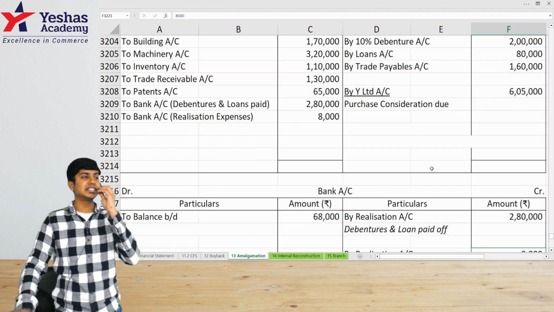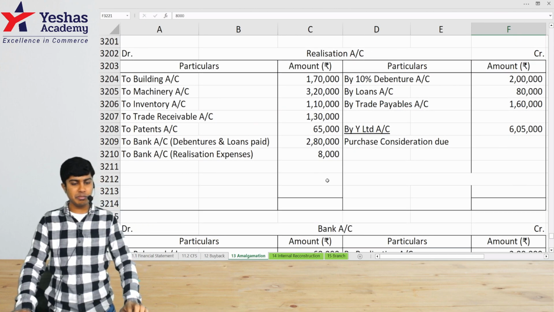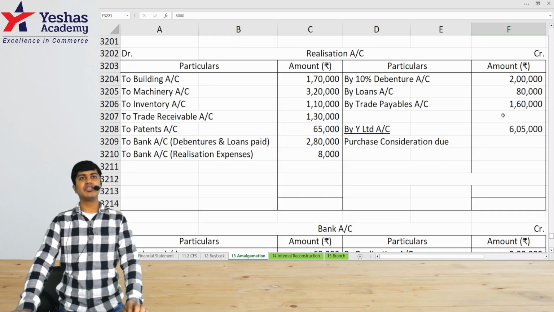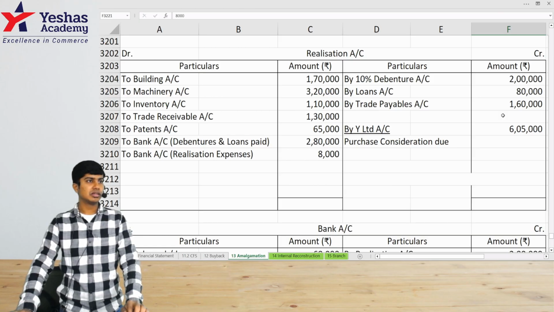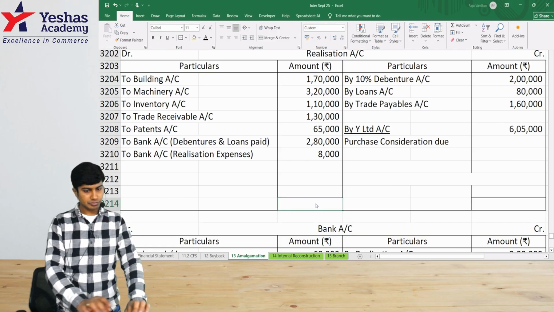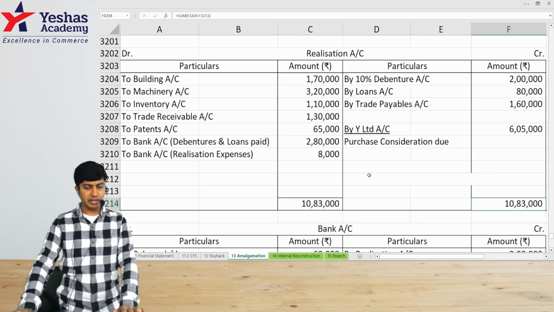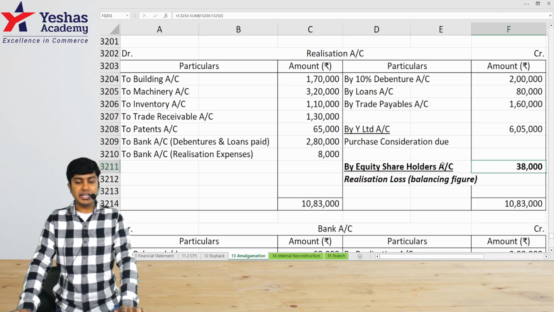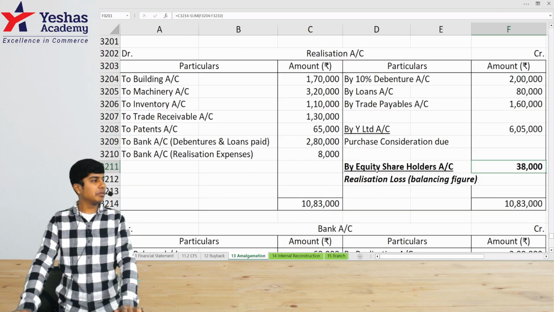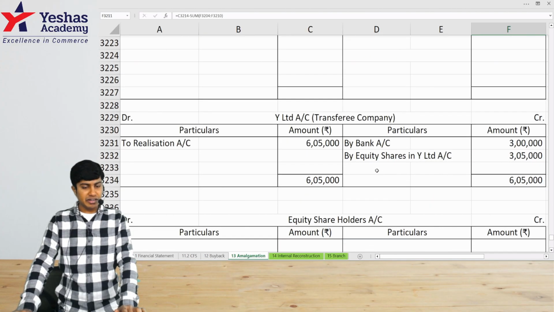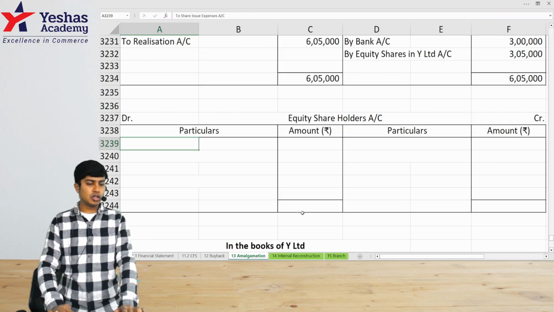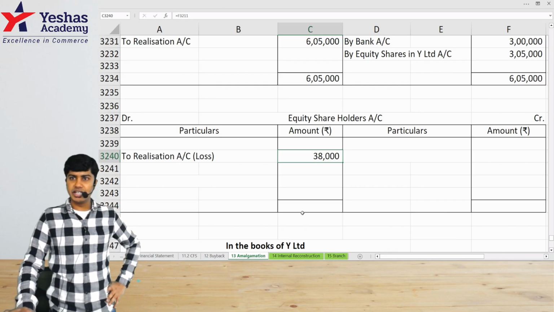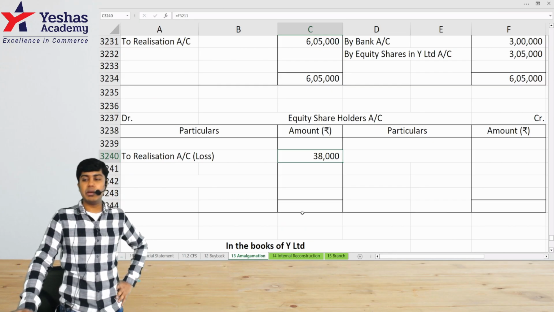First identify realization profit or loss. Close this ledger by taking the balancing figure. 6 lakh 5, 7 lakh 65, 8 lakh 65, 8 lakh. I think there is a loss. 10 lakh, sorry, 10 lakh 83, deducted. How much do we get? Realization loss 38,000. In realization account, I am writing by equity shareholder. In equity shareholder account, I would write to realization account 38. Done. Realization ledger closed. Now we will identify the amount payable to equity shareholders.